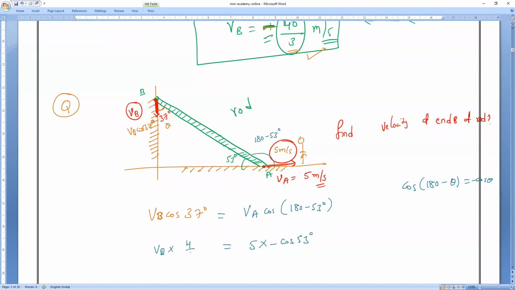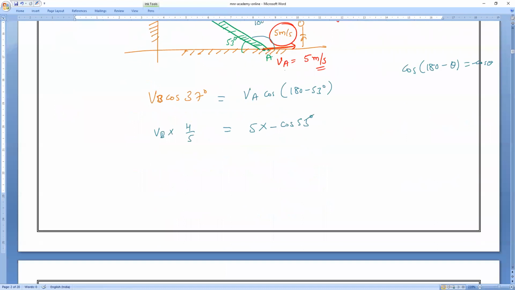What is the cos 37 value? 4 by 5. So 4 by 5 VB equals 5 into minus cos 53 value, which is 3 by 5. So 5 will get cancelled. 5 threes are 15, so minus 15, and 4 comes to this side. So VB is equal to minus 15 divided by 4 meter per second.